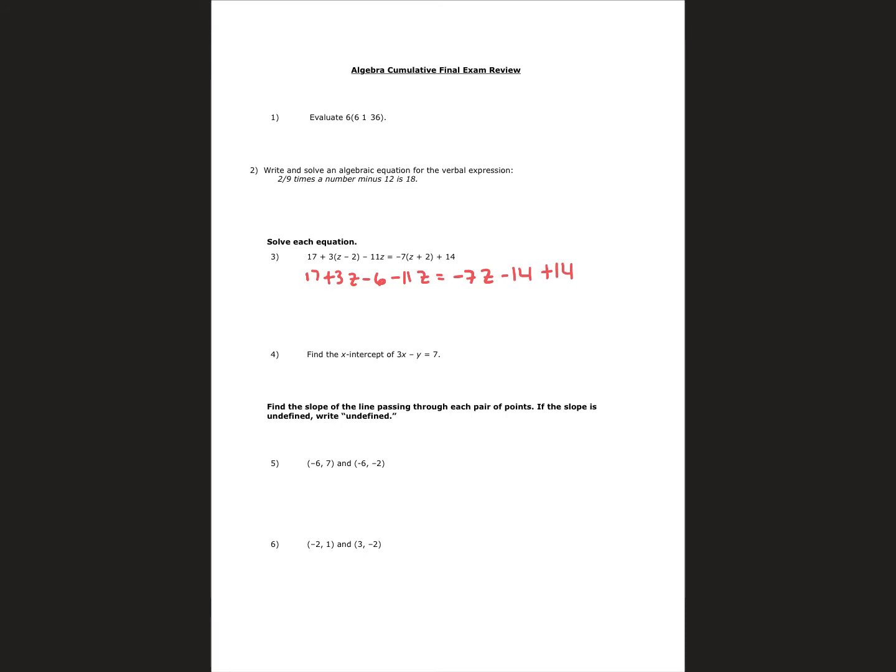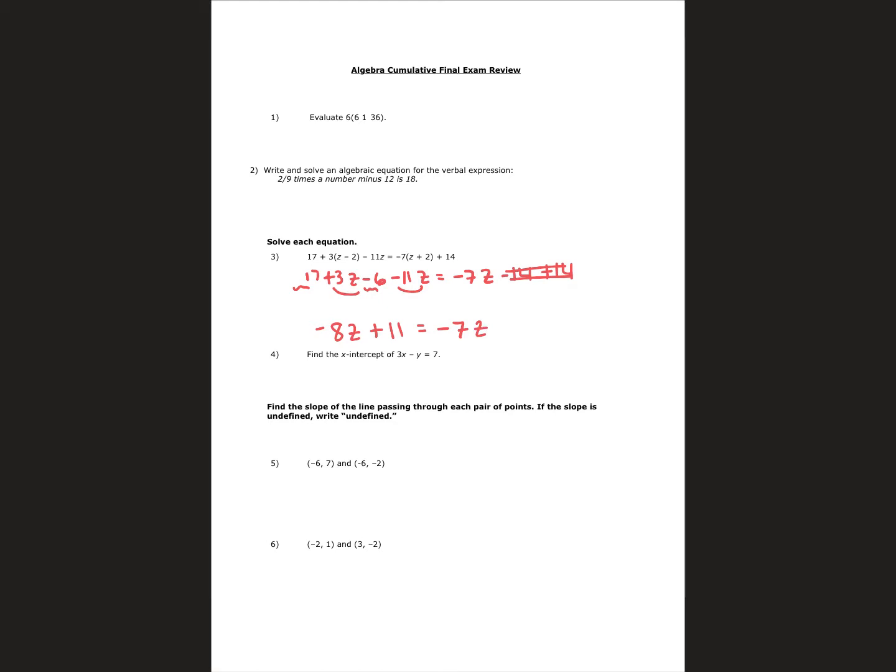Okay, the negative 14 and 14 cancel. And then we get the variables that are on the left side together and the numbers that are on the left side together. So 3z and negative 11z is negative 8z. 17 minus 6 is 11.